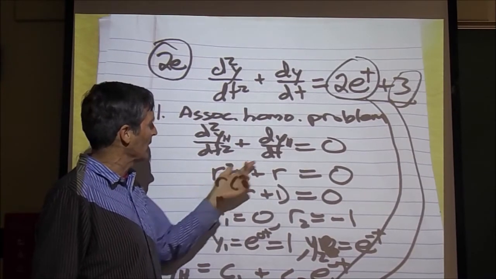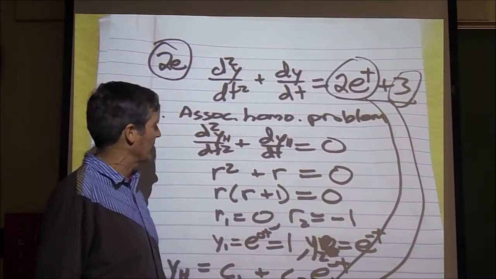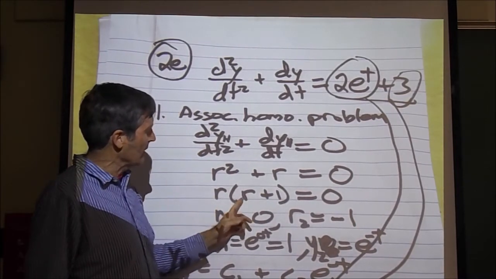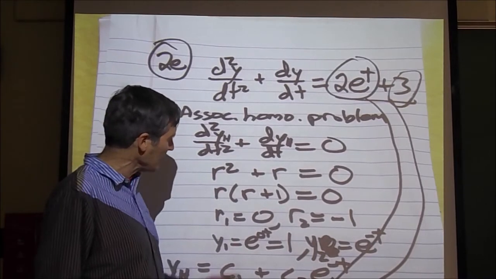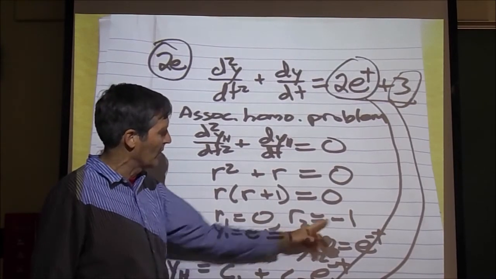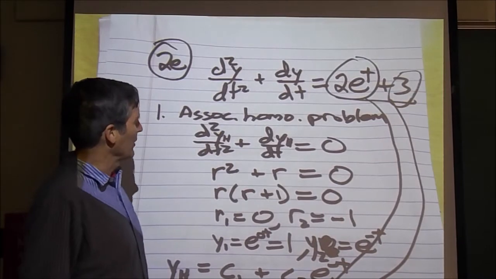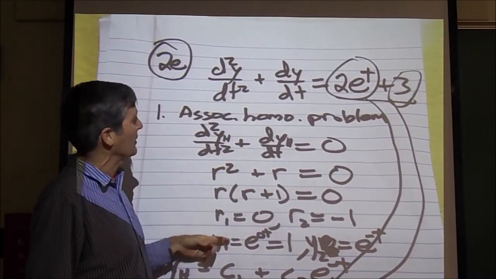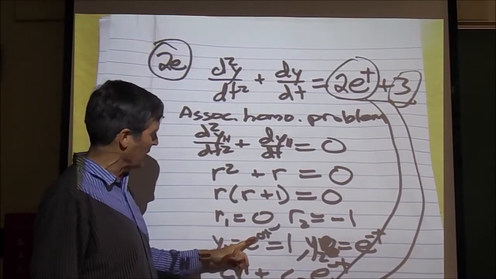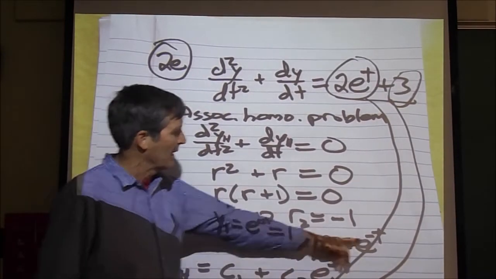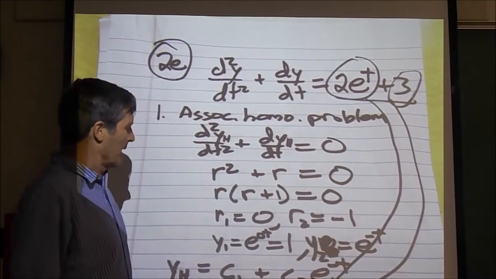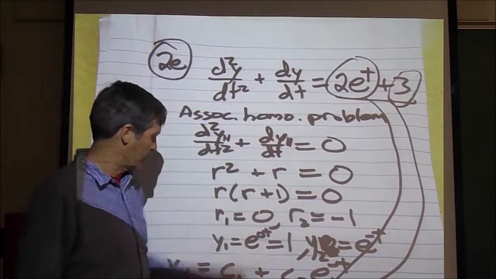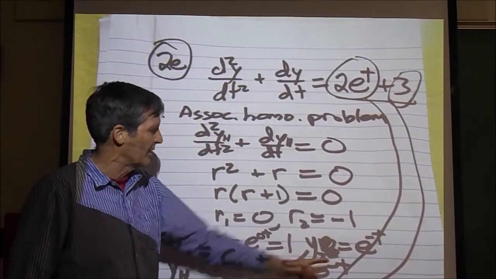Here we've got r squared plus r equals 0 as the characteristic equation for this differential equation. That factors as r times r plus 1 equals 0, from which you deduce that r can be 0 or negative 1. Those are the two solutions to this equation. That means the two corresponding solutions of the differential equation are e to the 0t, which is just 1, and e to the minus 1t. And the general solution of this homogeneous problem, where you replace the right side with 0, is c1 plus c2 e to the minus t.